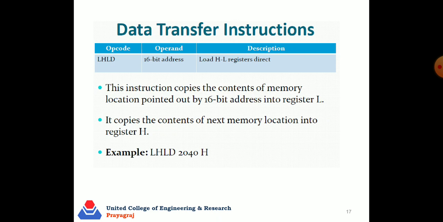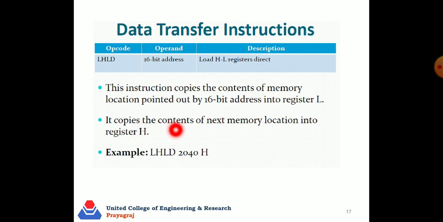Next instruction, LHLD 16-bit address. Here the opcode is LHLD and the operand is a 16-bit address, and the description is load the HL register directly. So the meaning of LHLD: L stands for load, HL stands for the HL register, D for direct. This instruction copies the content of the memory location pointed to by the 16-bit address into the given register.